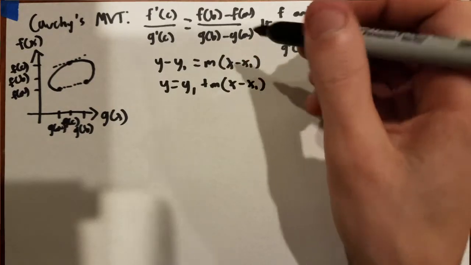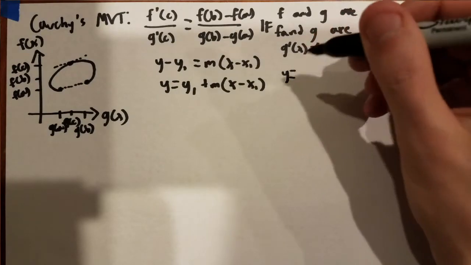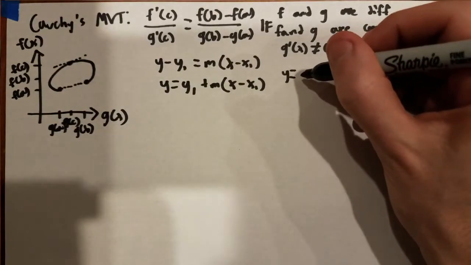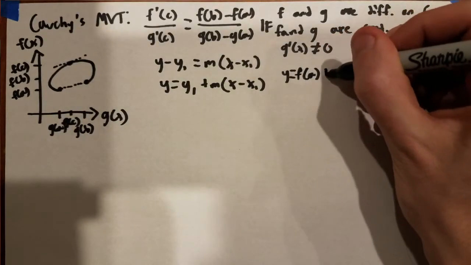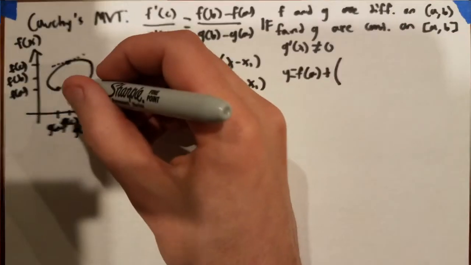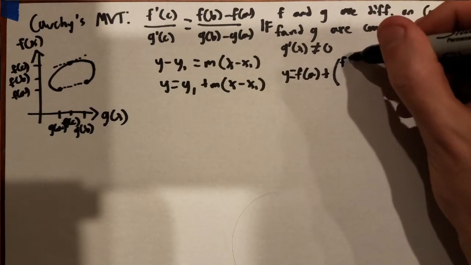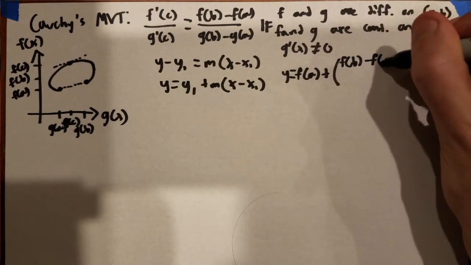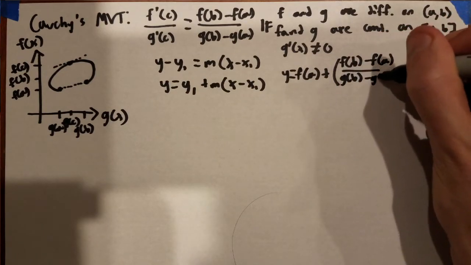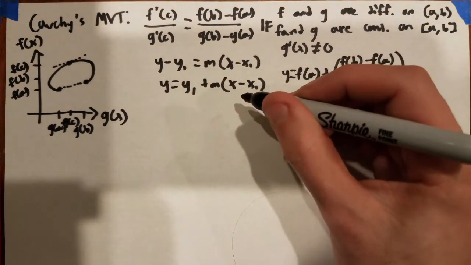Now let's apply this to our actual function. We get y equals, so y1 is going to be our first value along the y-axis, f of a, plus m, our slope. Our slope is going to be our average rate of change, so think y2 minus y1 over x2 minus x1. But in this case, it's going to be f of b minus f of a over g of b minus g of a, times x minus x1, or in this case, g of x minus g of a.